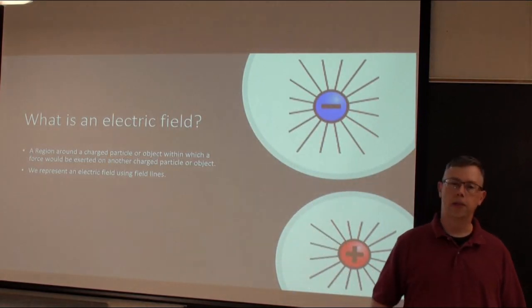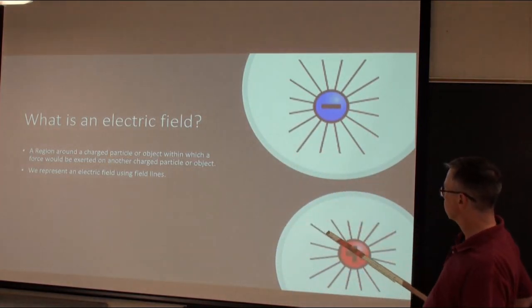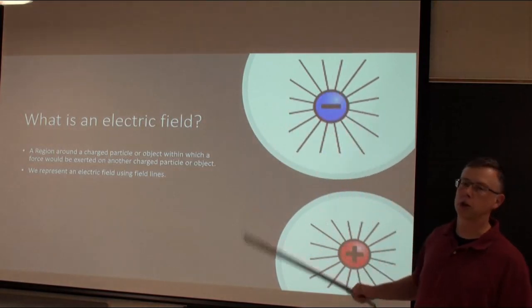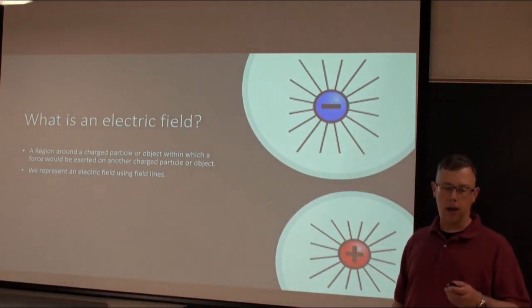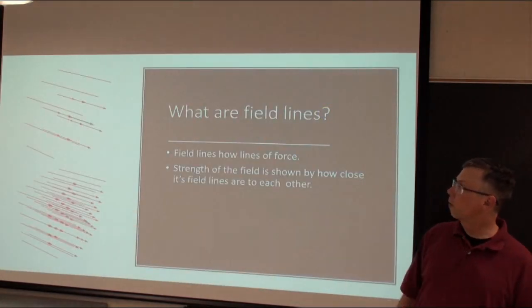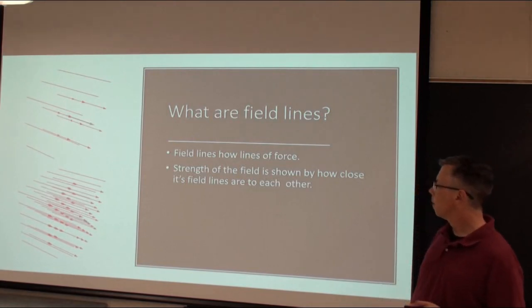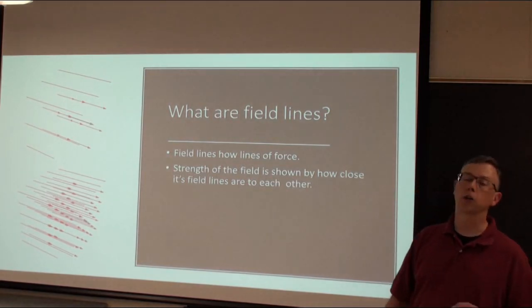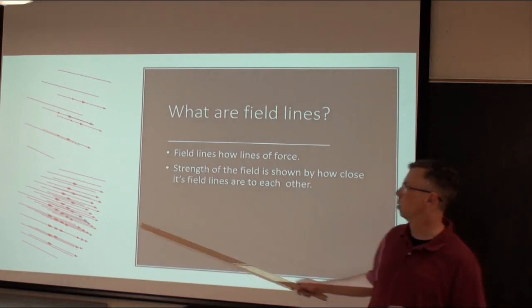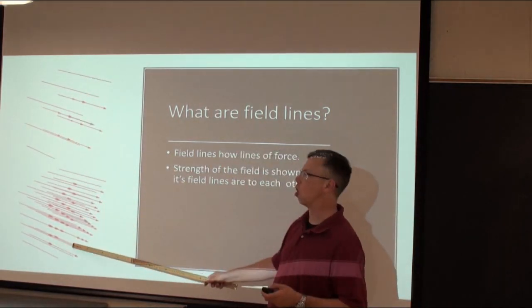Just think about it this way. If we were to take a charged particle and release it beside one of these other charged particles, it would want to accelerate one direction or another. So what are field lines? Field lines show lines of force. The strength of the field is also shown by the number of lines that we use. Here is a very, very weak field. Here is a strong field.